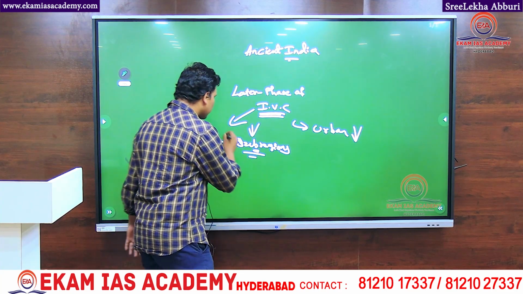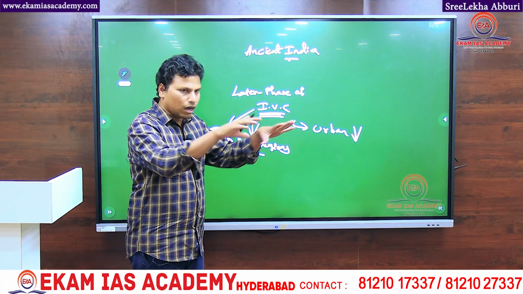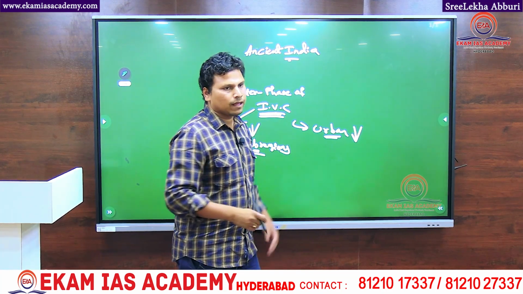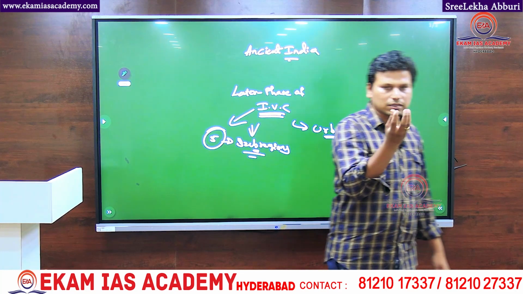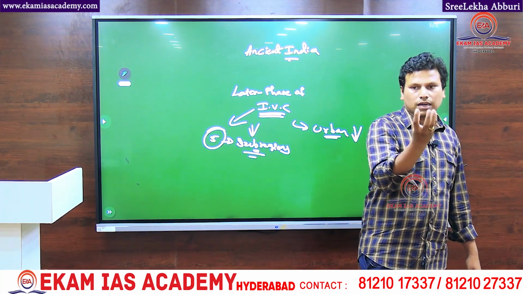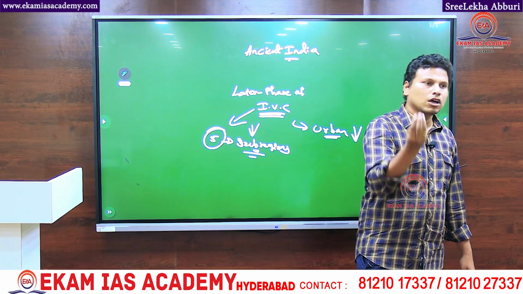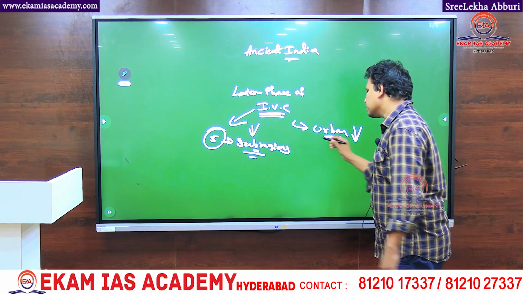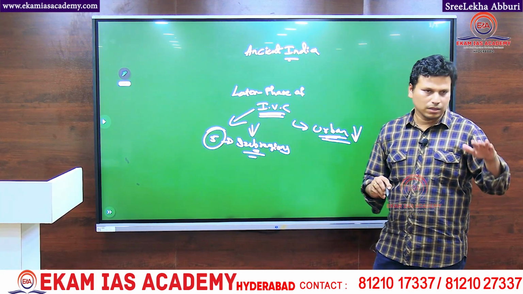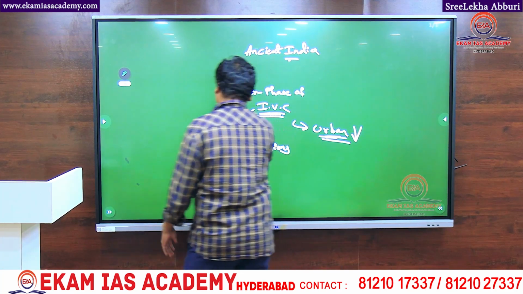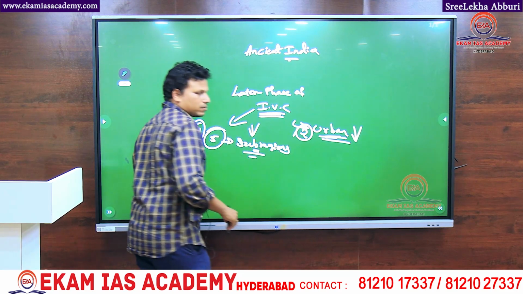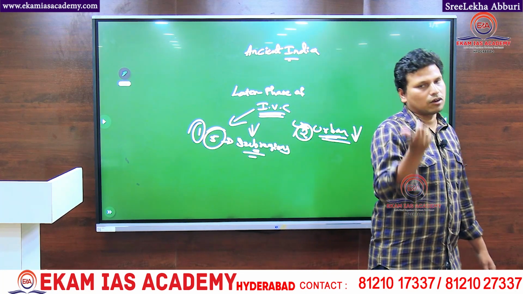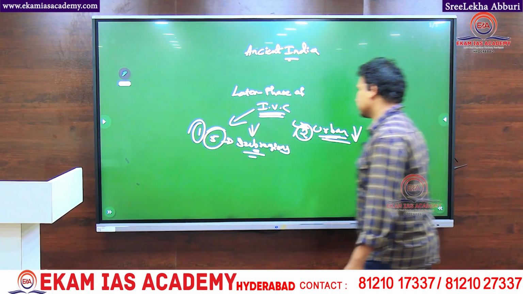And along with getting divided into five subregions across the larger IVC area, urbanization saw a decline. The settlement size, ela cheptuna urbanization taggindanante, the settlement size started reducing. Earlier the settlement size was 200 hectares, 350 hectares, 150 hectares and all that. Now here the settlement size got reduced significantly. This is one important thing. First one you can write this, and second one you can write this. Urbanization declined because the average settlement size got reduced. This is the second thing.